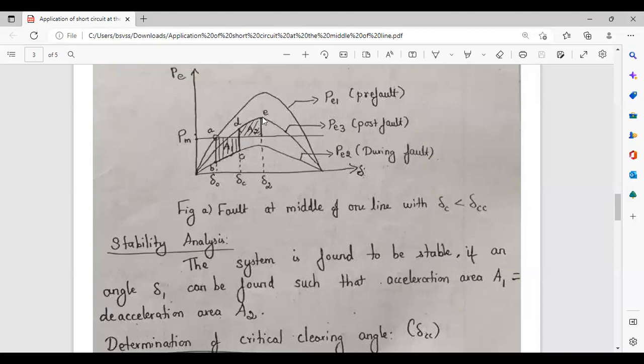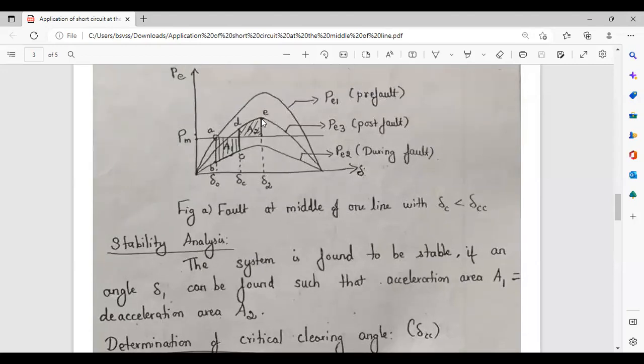Now here the operating point becomes point E and the corresponding angle is del 2. This is the operating point corresponding to the post-fault condition. Post-fault condition means that after the clearance of the fault, the system will settle down to a point called E, and that point is called the operating point during the post-fault condition.